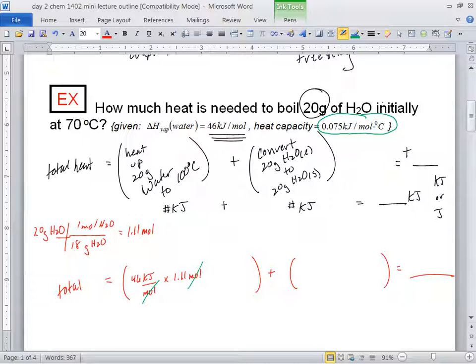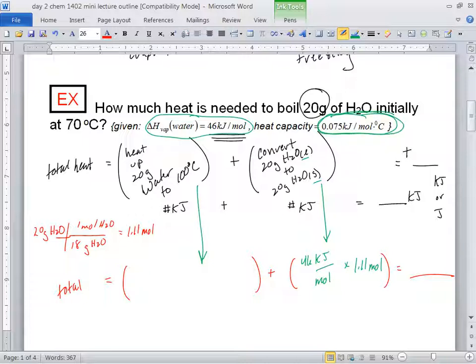Hold on, I'm confused here. Didn't I put this in the wrong spot? Shouldn't the convert 20 grams of water to 20 grams of solid? That should be over here. I screwed up. Because that's converting liquid to solid. That's vaporization. That's where we use this one. So it's okay, I just put it in the wrong place. So that one is that one. This one, now we have to use this.